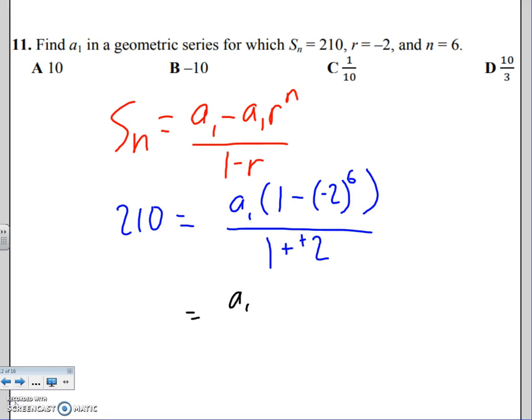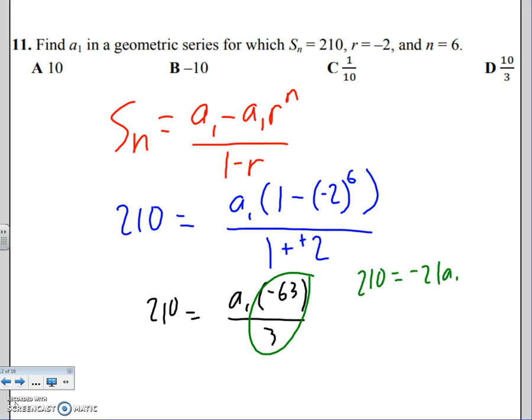That makes us inside negative 63, and the bottom is 3, equals 210. I can multiply both sides by 3, or I can reduce this. That's faster. So that makes 210 equals negative 21 a sub 1. Divide by negative 21 on both sides. You get negative 10 equals a sub 1.